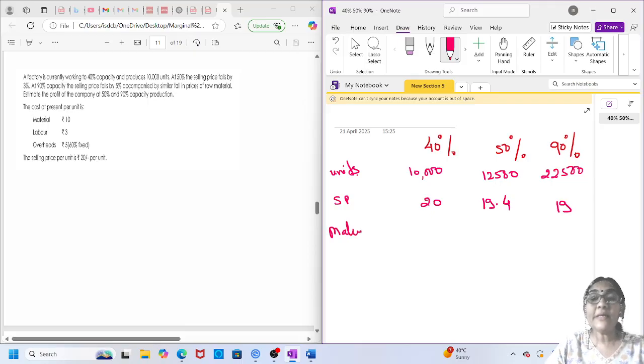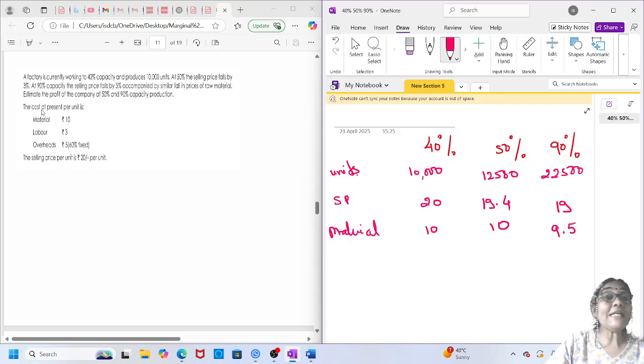Material cost will be the same at 40% and 50%, which is 10, 10. And material price is going to fall by 5% when your production goes to 90%. So this will be 9.5. Nothing has been mentioned about the labor cost, right? So labor, so estimate the profit.